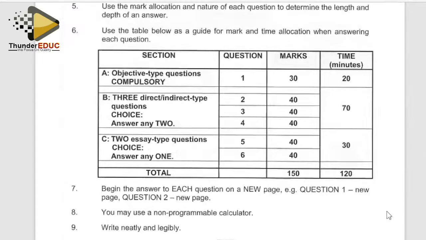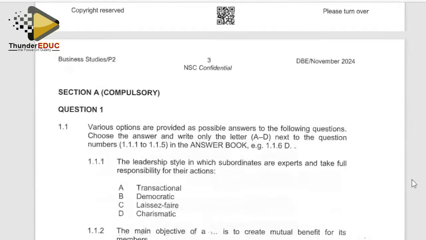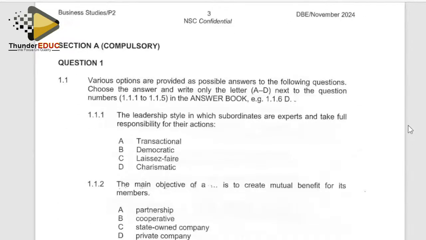Okay, right. So now let's check question 1. So now question 1 reads as follows. Various options are provided as possible answers for the following questions. And also the guidelines are actually given on how you must answer this particular type of questions.